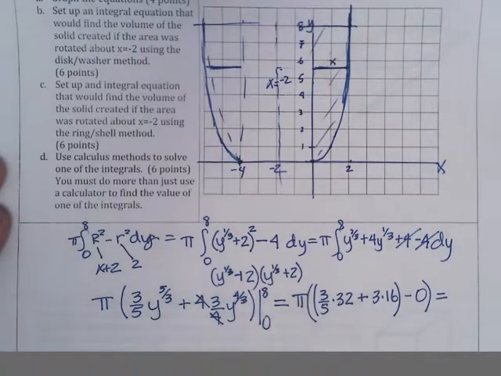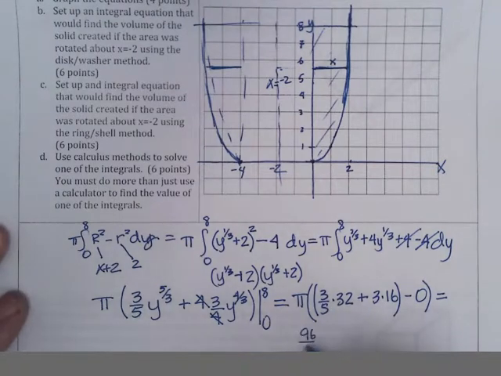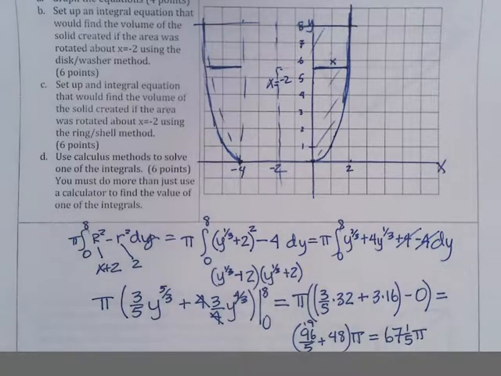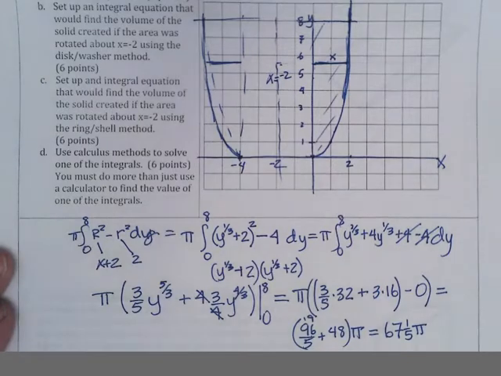So I get 96 over 5 plus 48, times pi. 5 goes in there, 1, 46, 9, and 1/5. So 48, 58, 67 and 1/5 pi. Work that out in decimal if we want.